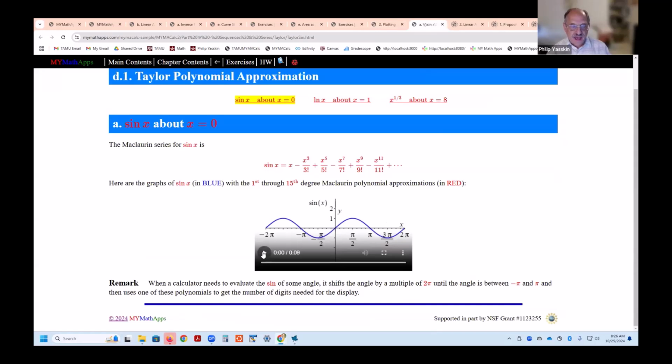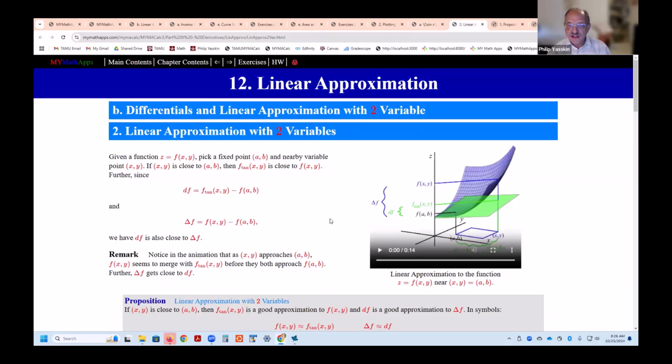Here is the animation of Taylor series approaching the sine curve. And after you get to like the 11th Taylor approximation, you have an excellent approximation of the sine. And I can tell students that's how a calculator can calculate the sine. Here's the two-dimensional version of linear approximation, where the function and the tangent function merge before they actually reach the point.